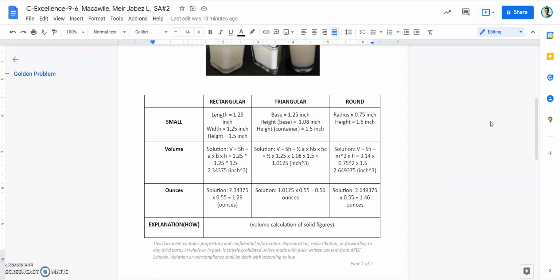Last part, the round one in the small part. The radius is 0.5 inches. The height is 1.5 inches. The solution for volume small is pi r squared times h, which is 3.14 times 0.75 squared times 1.5, equal to 2.649375 inches cubed. Now we need to find the ounces: 2.649375 times 0.55 is equal to 1.46 ounces.